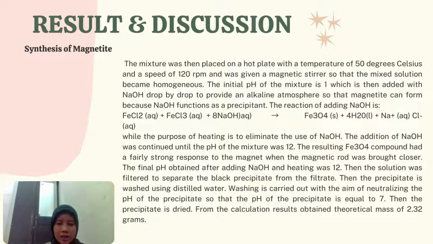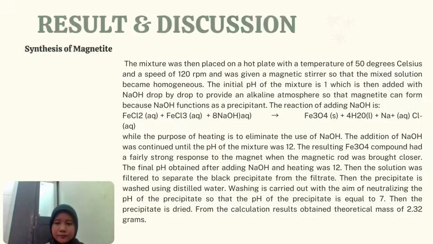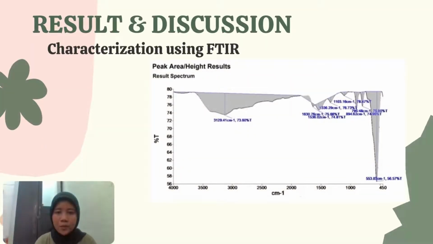Then the solution was filtered to separate the black precipitate from the filtrate. Then the precipitate is washed using distilled water. Washing is carried out with the aim of neutralizing the pH of the precipitate so that the pH of the precipitate is equal to 7. Then the precipitate is dried. From the calculation result, the theoretical mass of magnetite obtained is 2.32 grams. The resulting magnetite powder was characterized using FTIR and PSA.